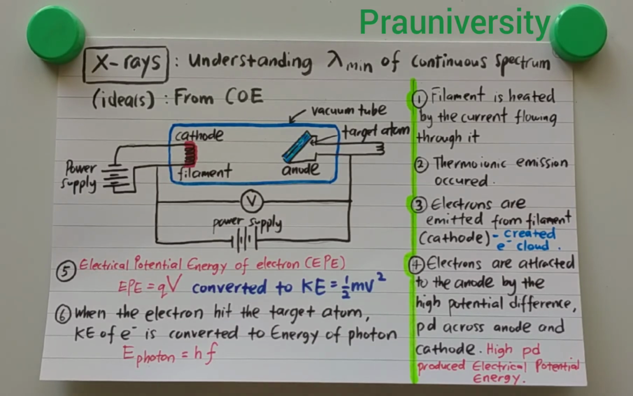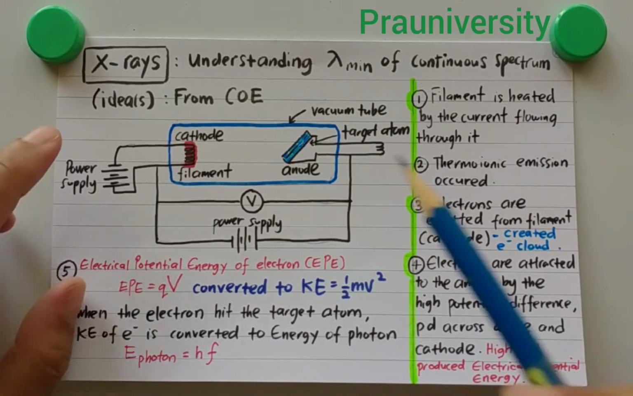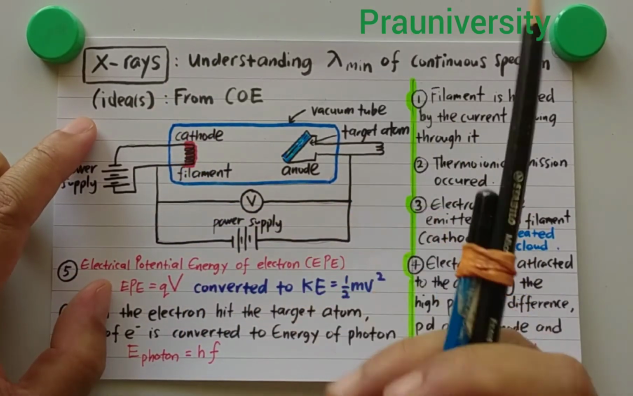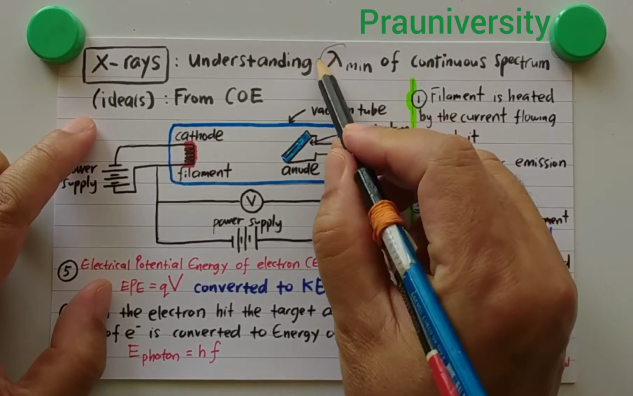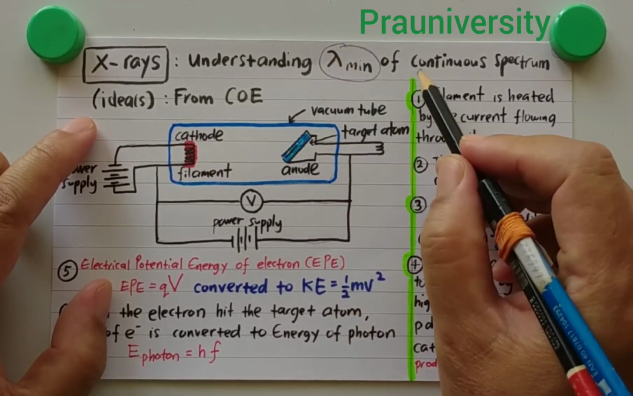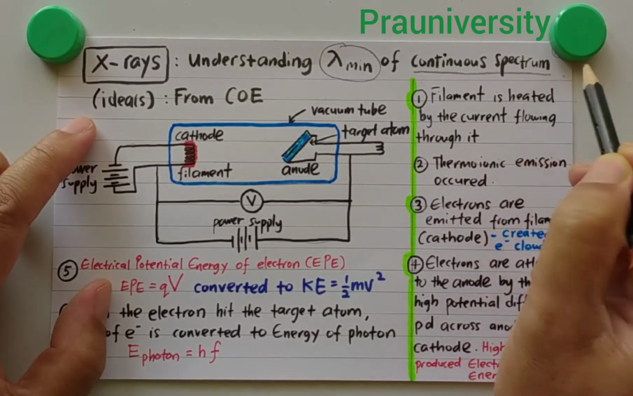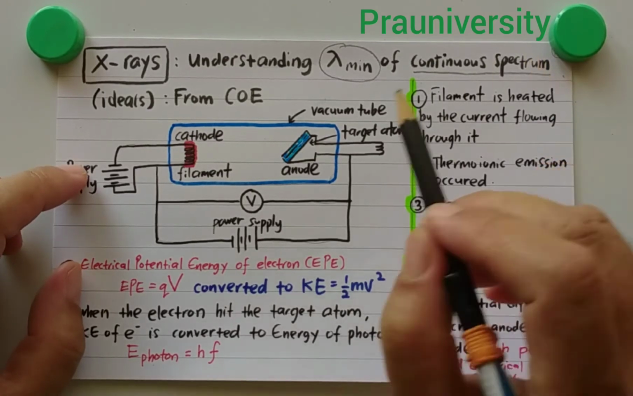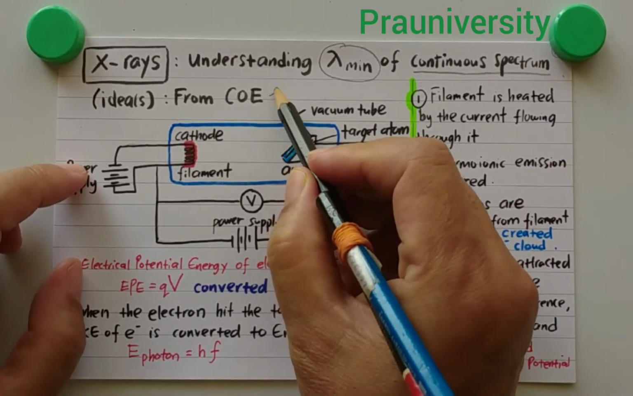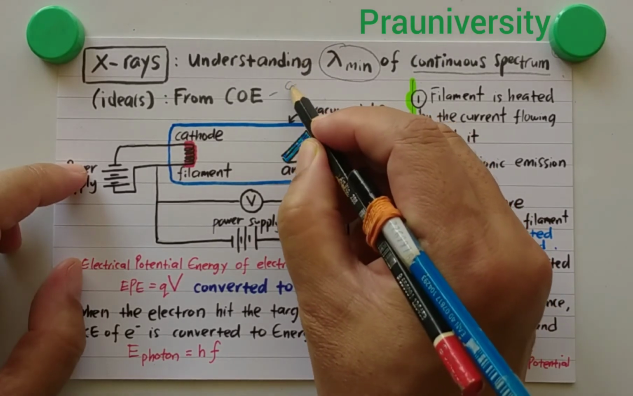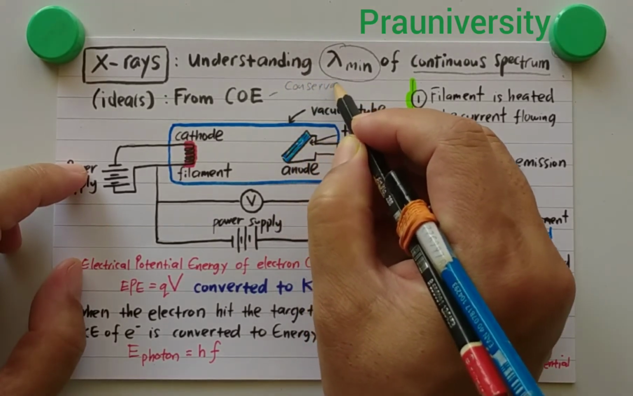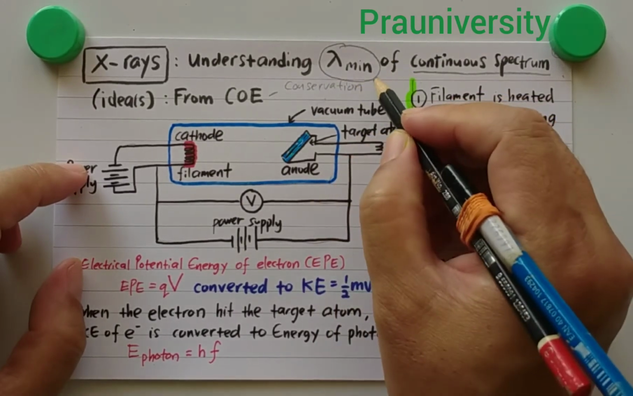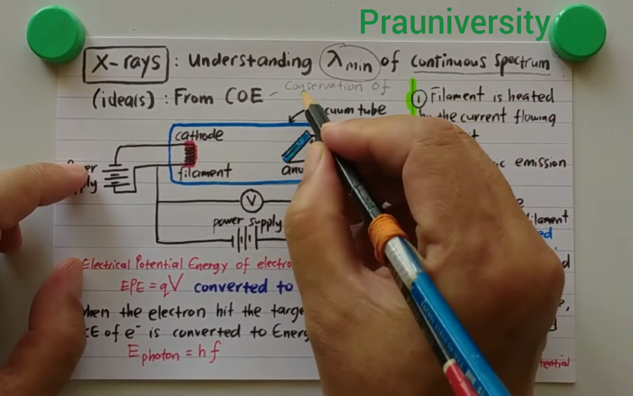And then today we continue with our lesson. Today we need to understand the X-ray, and then understanding the wavelength, the minimum wavelength of the continuous spectrum. Okay, so actually we start from the COE. So COE is conservation of energy. So we need to use the principle of conservation of energy.